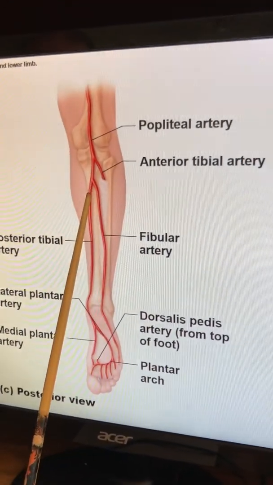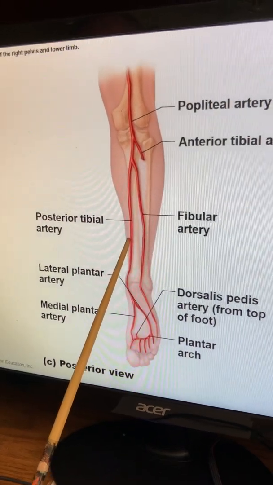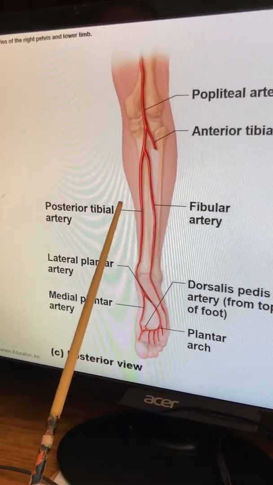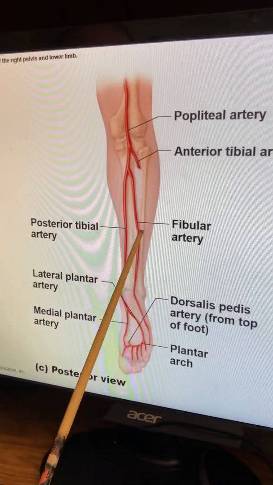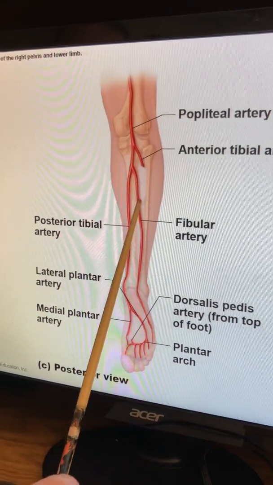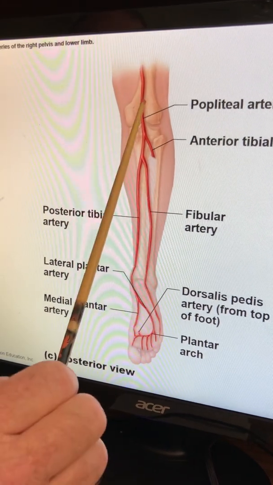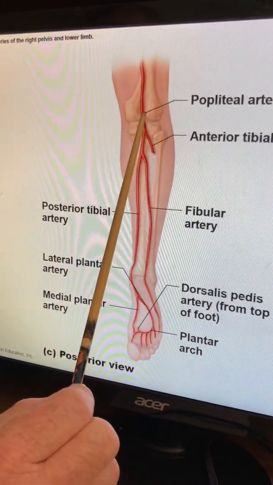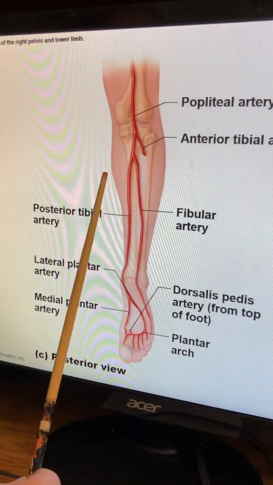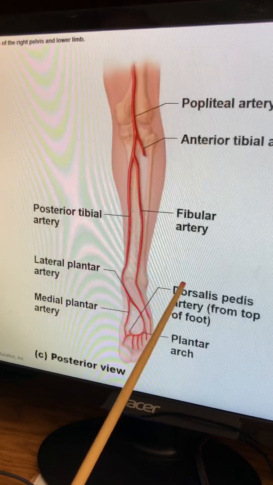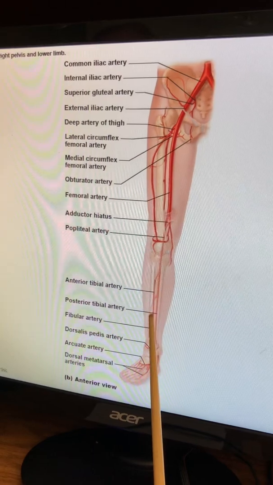And then if we follow that, it's going to go behind the tibia, which is called the posterior tibial artery. Obviously, in the lower leg, there are two bones. One of them is the tibia, and the little toe side is the fibula. So it's going to bifurcate there and be known as the fibular artery. And so up here at the popliteal artery, you can see there's a branch that will go to the inside or the anterior portion, which I guess is best shown here. And this is called the anterior tibial artery.